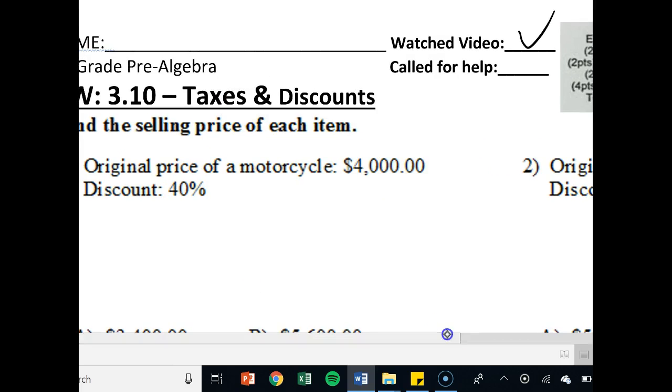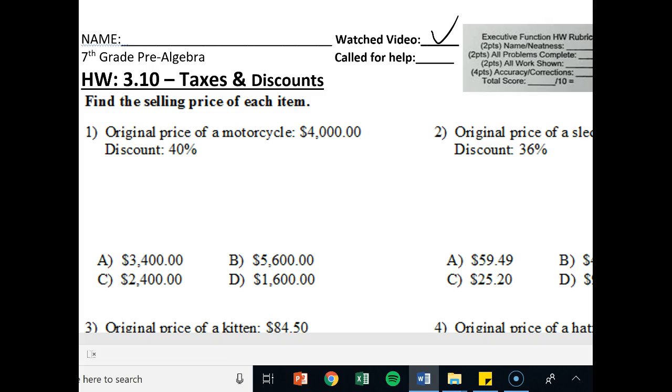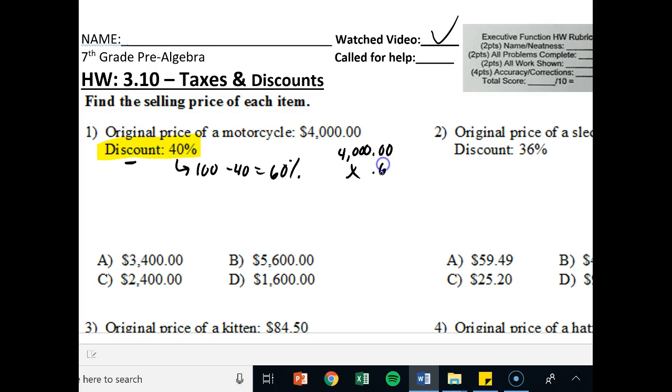So for problem number 1, it says the original price of a motorcycle is $4,000. It's got a discount of 40%. Discount's important because it tells us to subtract from 100. So 100 minus 40 means we're paying for 60% of this price. So $4,000 times 0.60 gives me $2,400. Pretty good deal for the motorcycle. C is your answer.